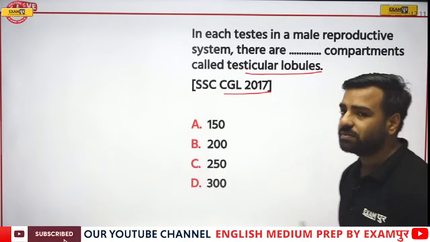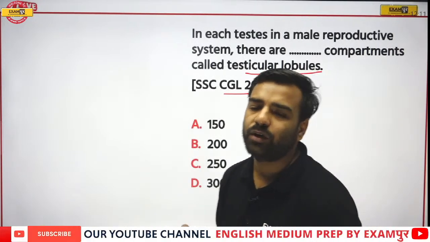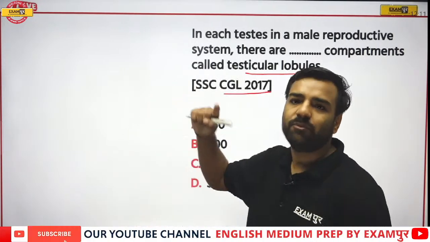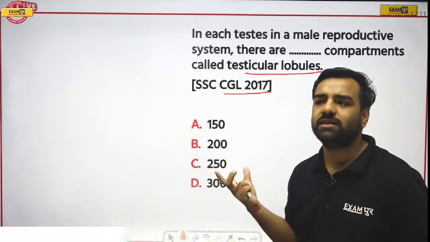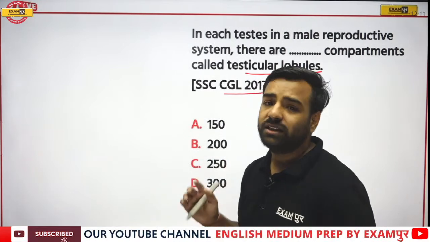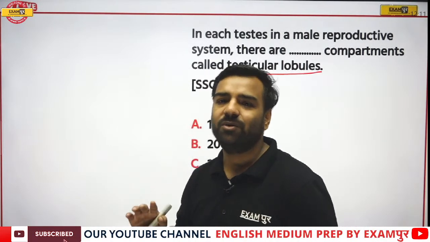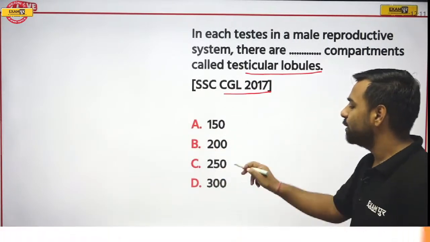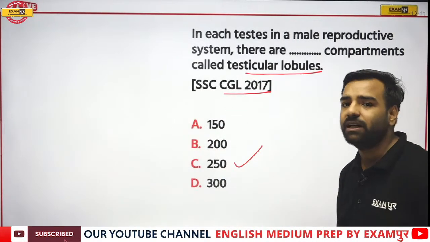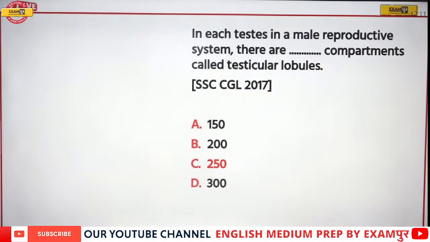Now, since the question is from CGL, it is obviously very important because these questions actually keep on repeating. It's a very obvious fact. Whenever we talk about these numbers, they are not going to change. Correct? So these numbers will not change. They are totally fixed. And yes, 250, that is option number C, would be the correct answer. So option number C is correct over here.